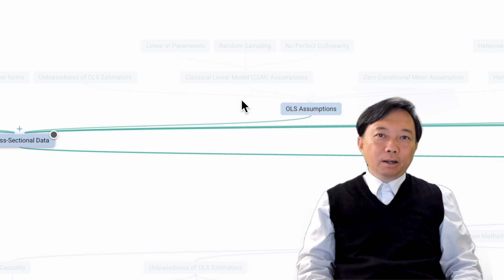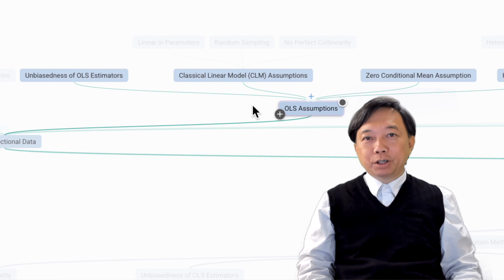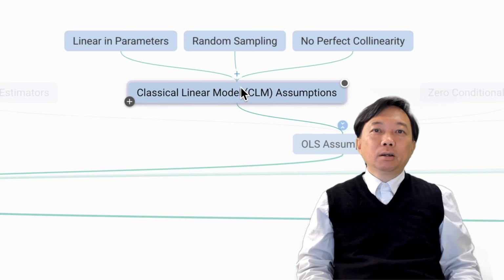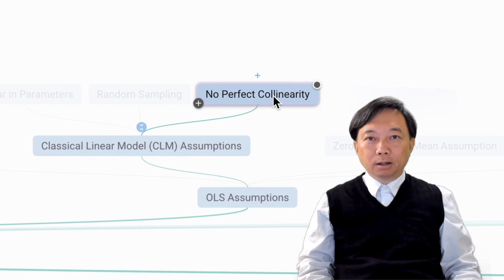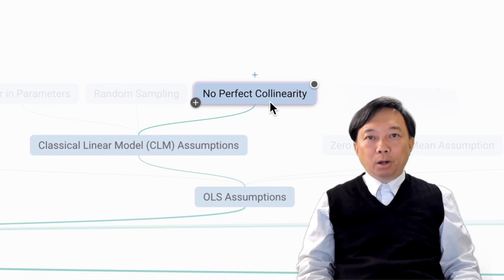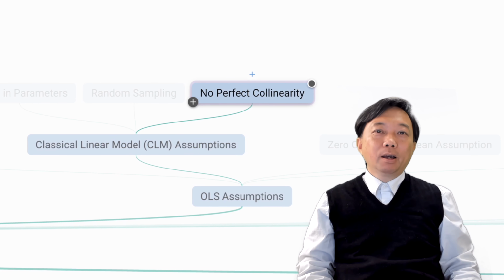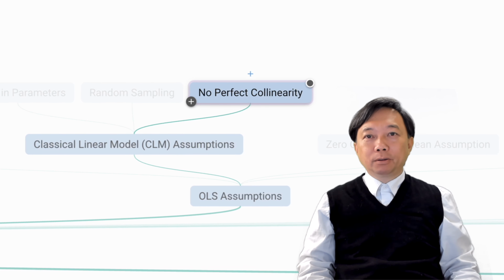We have discussed the No Perfect Collinearity assumption and its matrix version, the full column rank assumption for the population model. I hope it helps you better understand the assumption.